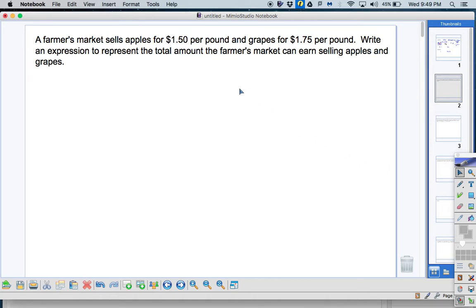Okay, so the first thing we should do is we should highlight the key important information. So the first thing I'm going to highlight is apples, and we are selling apples for $1.50 a pound. The other important information is how much we sell grapes for, and grapes are sold for $1.75 per pound. So that's the information I'm going to be using to write my expression. The next thing I want to do is highlight the important details of what I am supposed to do.